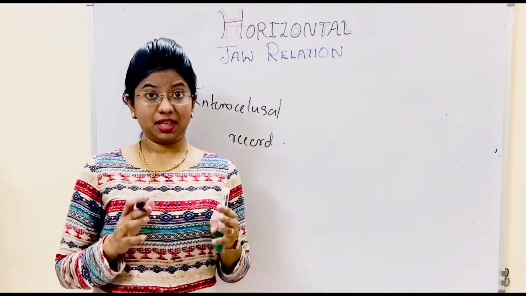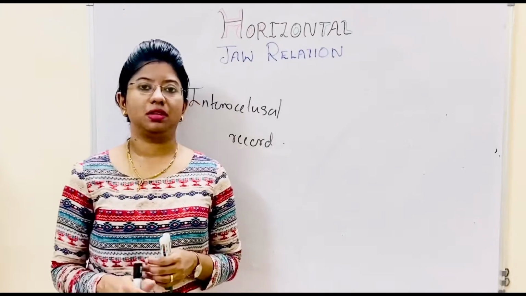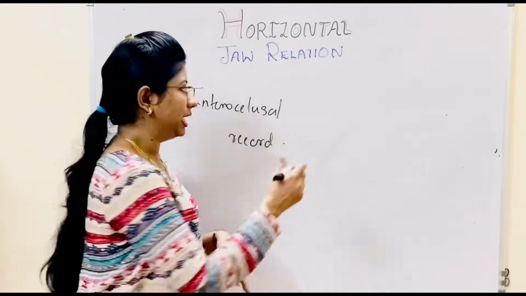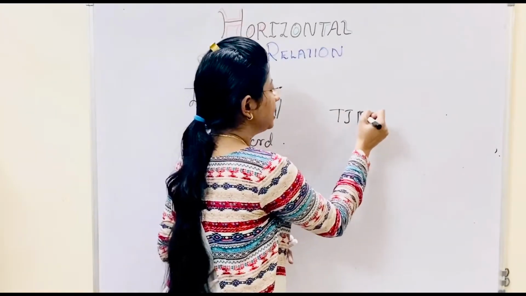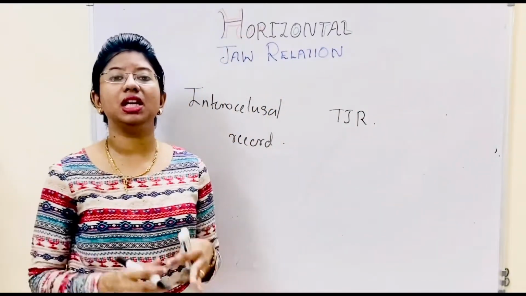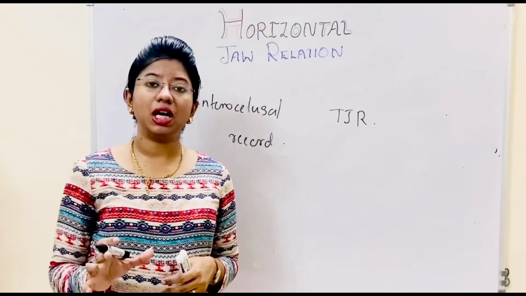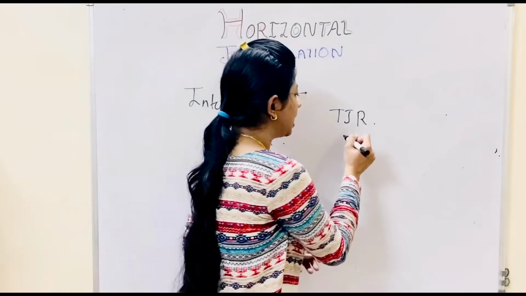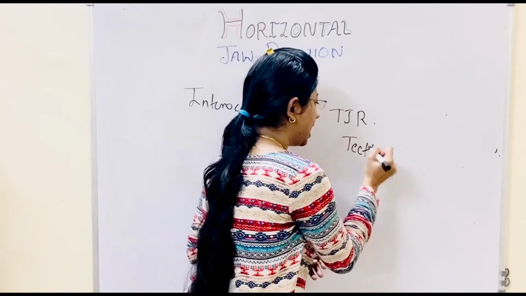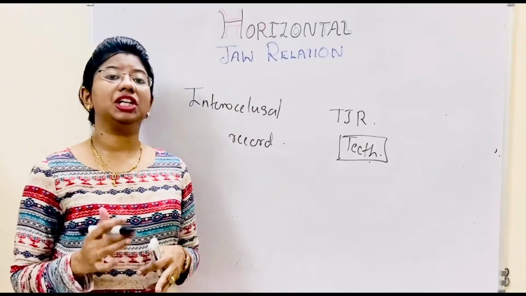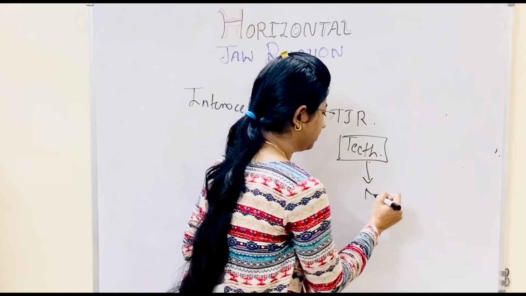First method is interocclusal check records. So what we do, first we record the tentative jaw relation. After making the tentative jaw relation, this relation is transferred onto the articulator. After transfer on the articulator, what do you do? You just arrange the teeth. After teeth arrangement, what do you do? You check the teeth arrangement in the patient's mouth.